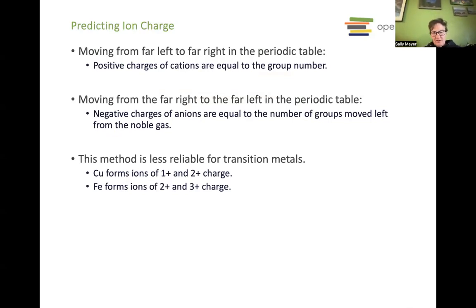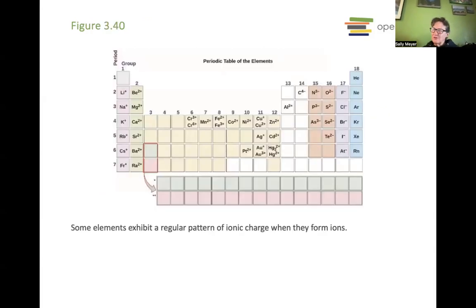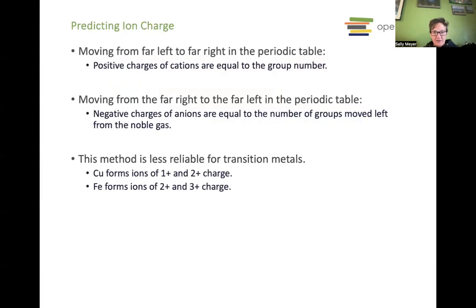This method is less reliable for the transition metals. They have varying charges. So copper can be +1 or +2, iron can be +2 or +3. So their locations in the periodic table aren't as hard and fast in determining what cation or anion charge they're going to have.